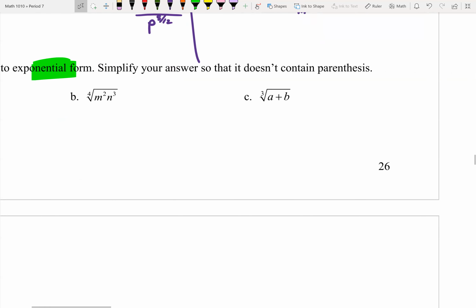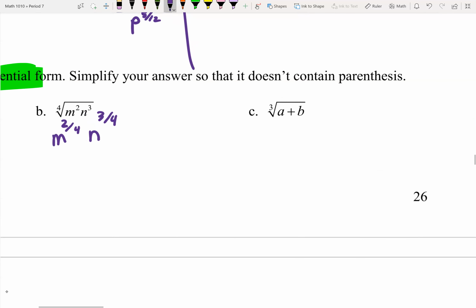Look at question B. This is an M to the bottom numbers of 4. What's the top number? 2. The N is to the, tell me. 3 over 4. Yeah. On a 2-point question, that would be a -1.